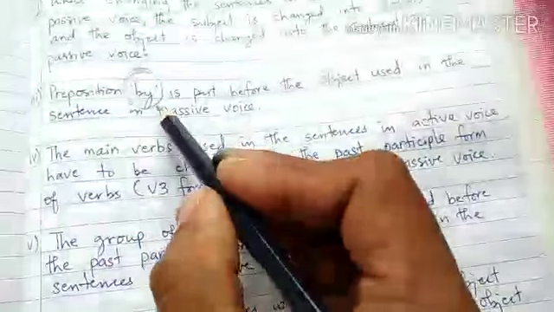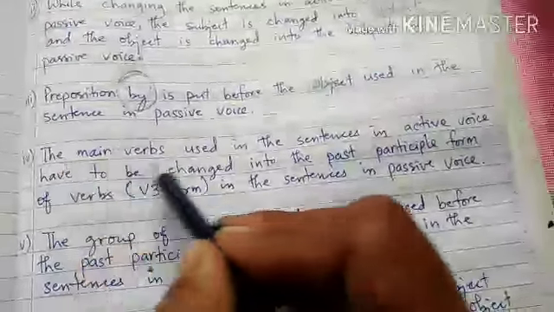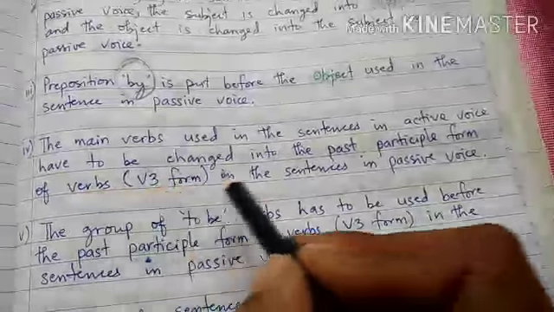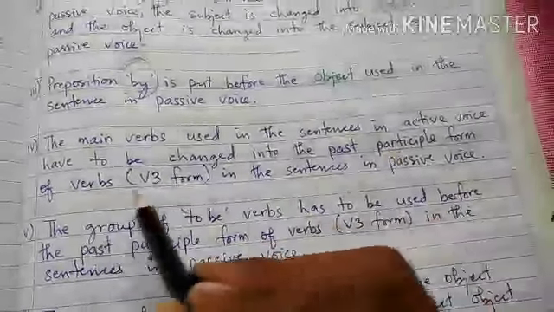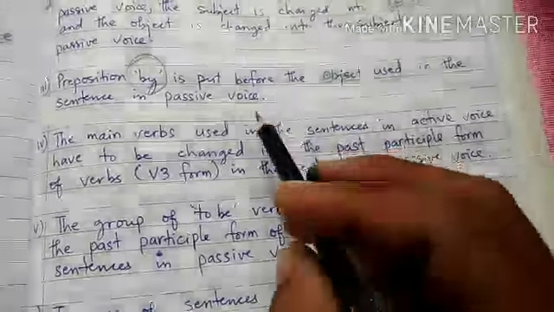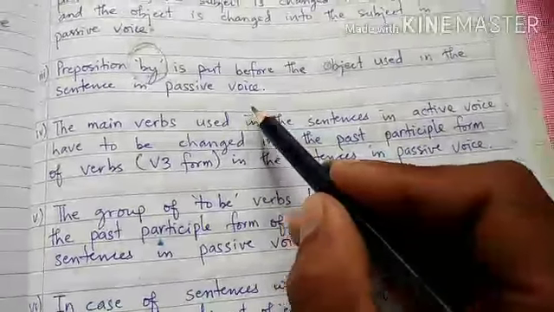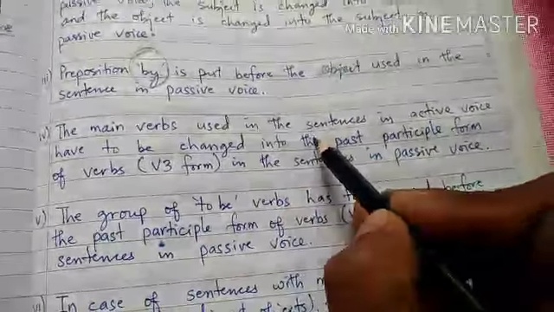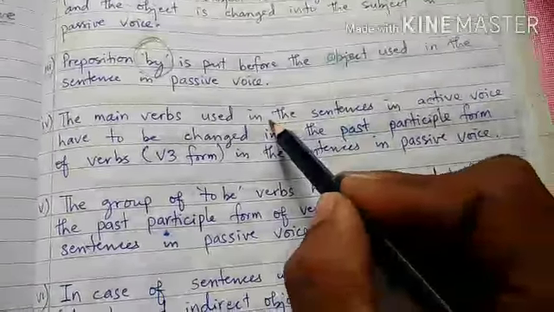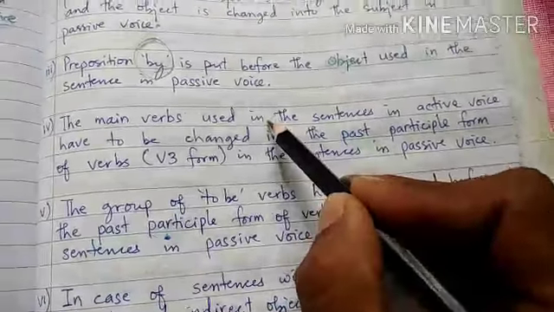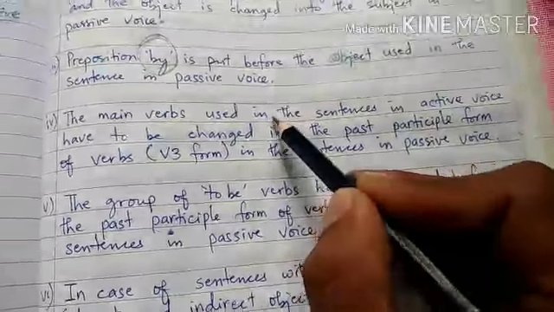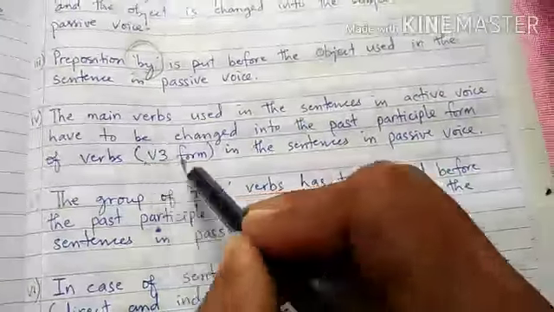And after that, what we have to understand is the main words used in the sentences in active voice have to be changed into the past participle form of verbs in the sentences in passive voice. So when we change the sentences in active voice into passive voice, the main words, that is the finite verbs, in each sentence in active voice have to be changed into B3 form of the verbs.